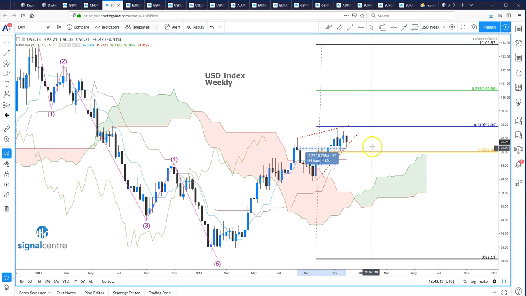However, we have got some scope for some upside pressure. 97.86 is a 61.8% Fibonacci pullback level. We've also got trendline resistance coming in around about 97.92.